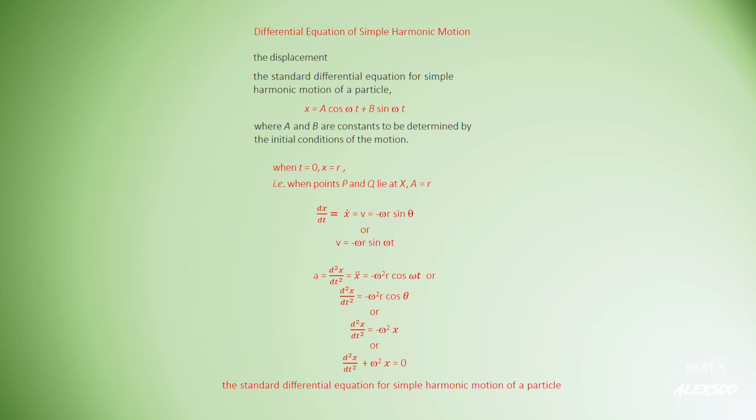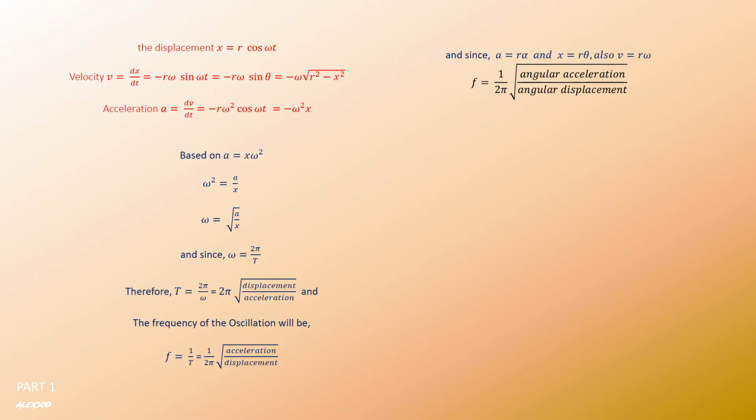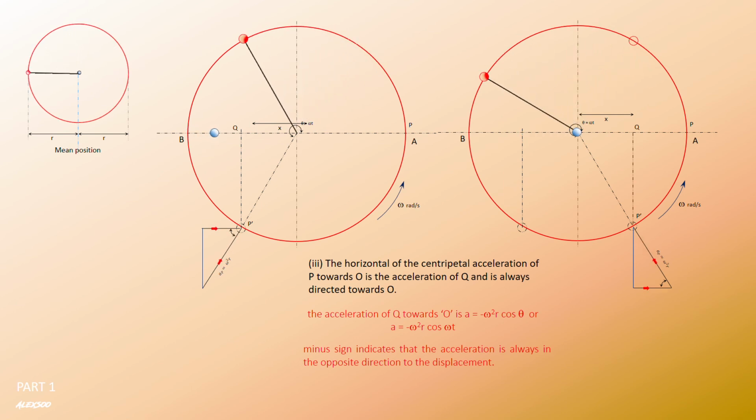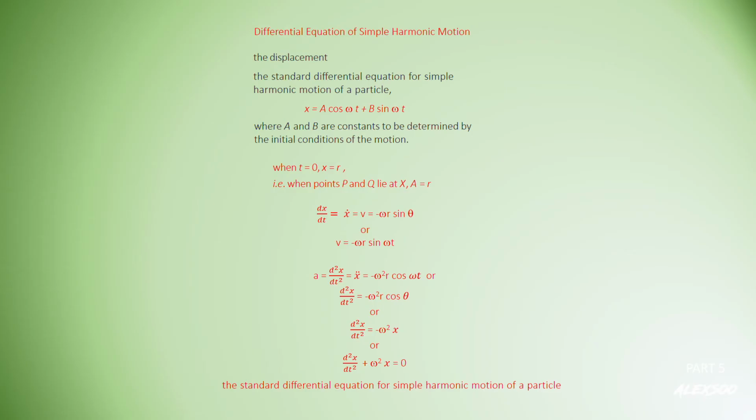When points P and Q lie on the x-axis, A should be equal to R. Because when you refer to the equation, cos theta, when theta is 0, cos 0 is 1, which gives A, and B sine omega t, when theta is 0, sine 0 becomes 0. 0 times B, you have 0. So x equals A, and A is the amplitude. When you refer back to the earlier diagram, point A from the mean position is the amplitude.